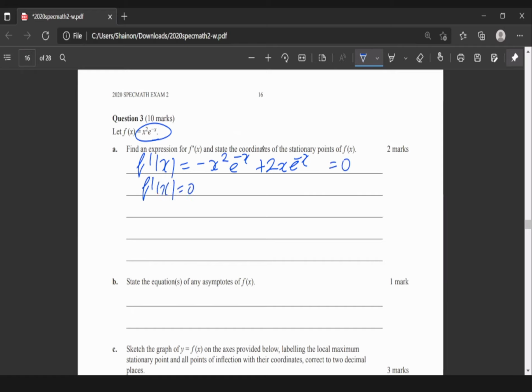So this one equal to 0. Then you should get x equal to 0 and y equal to 0, and then x equals 2 and y equal to 4 over e squared. And since it says state the coordinates, you have to put it into this format, so 0, 0. Otherwise, I don't think you get the mark, even though you might have put this. 2, 4 over e squared.